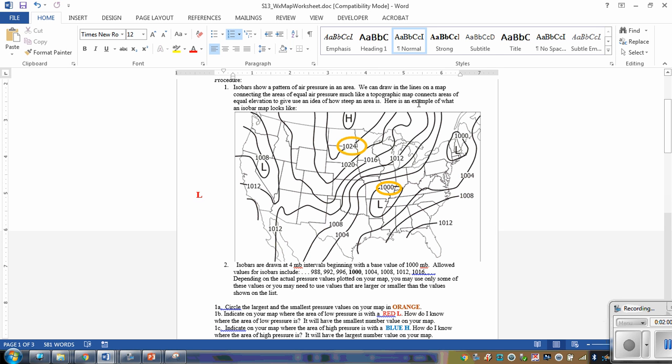Now, you'll notice that there's an even increment. There's an even change between the isobars. So here it's 1008, here it's 1012. It goes from 1000 to 1004, 1008. So there's a change of 4. Each one has an increment of 4, so it has to be the same.